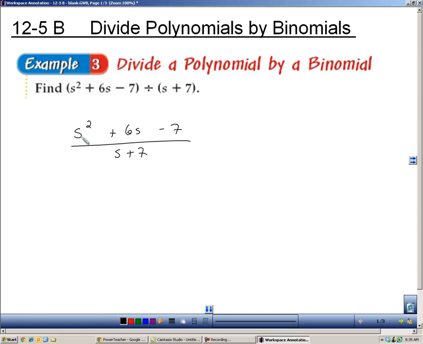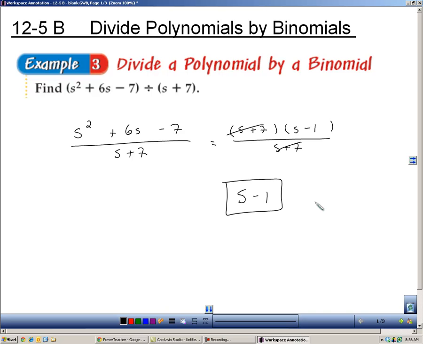And if you look at this trinomial, we want to use the diamond and try to see if that trinomial factors. So are there two factors of -7 that add to be a 6? And the answer is yes, +7 and -1. So if you can factor that trinomial, that would be great, because now look what happens. The s plus 7s will cancel, leaving me with an answer of s minus 1.